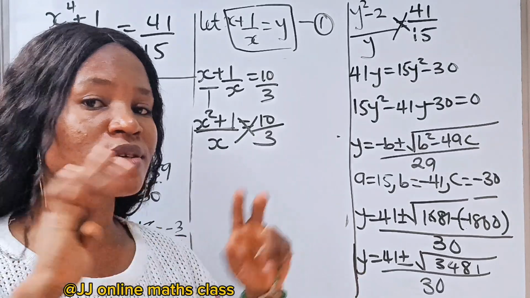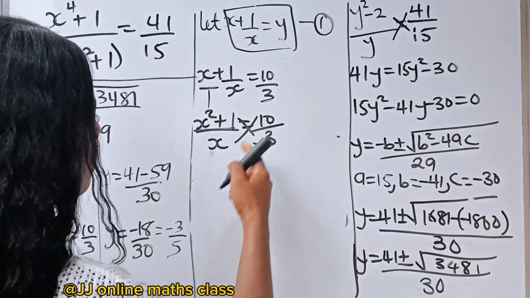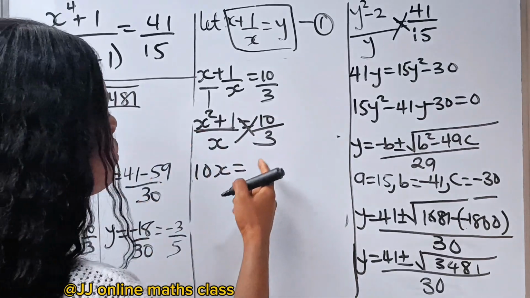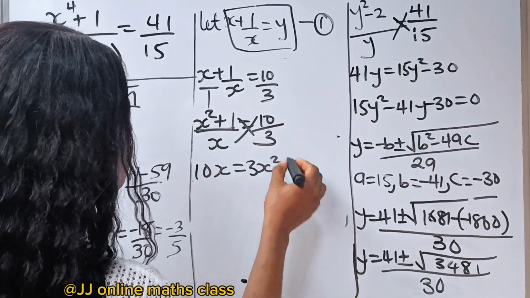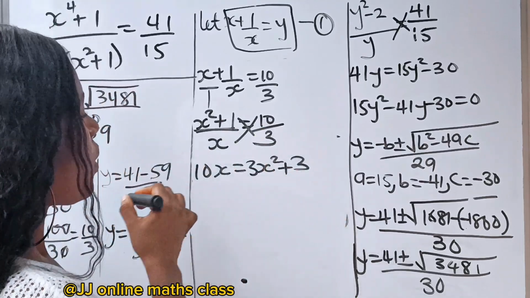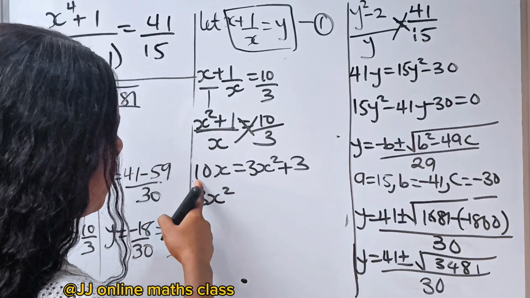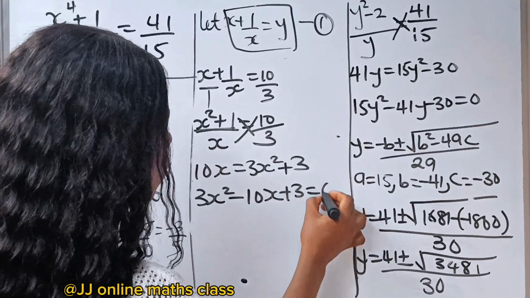Don't worry, we are close to the solution. Now 10 times x will give us 10x is equal to 3 times x squared will give us 3x squared. 3 times 1 will give us plus 3. Now we have 3x squared. This plus 10, if it crosses, becomes minus 10x plus 3 is equal to 0.